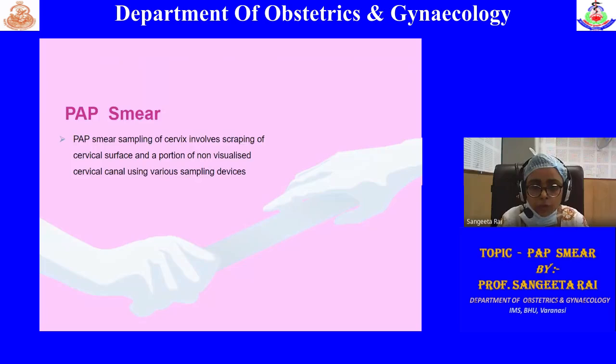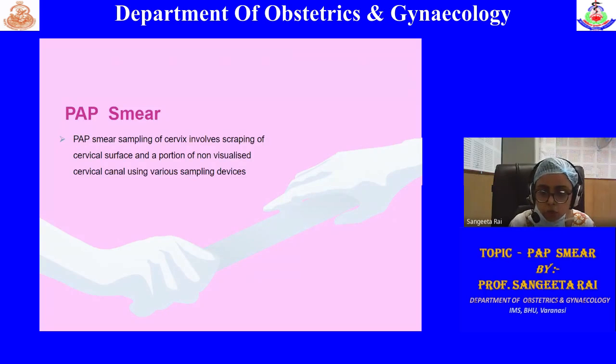Now, coming to the pap smear. What is it? The pap smear is basically sampling of the cervix. What do you do? You have to scrape the cervical surface very gently, not very hard, because if you do it hard with pressure, there will be bleeding and you will not get anything. So gentle scraping of the cervix, which is properly visualized, that is the area of the transformation zone. Then this is a proper pap smear.